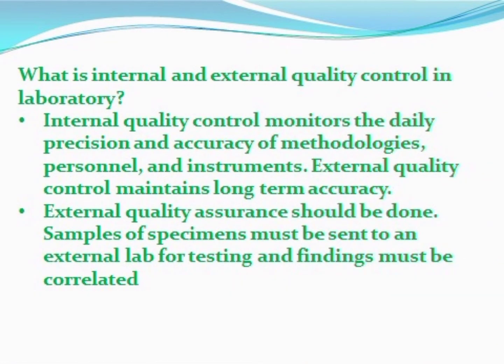Point number 9. What is internal and external quality control in a laboratory? So we should have internal QC and external QC in our lab, again to get accuracy in the lab tests. In that case, internal quality control monitors the daily precision and accuracy of methodologies, personnel and instruments. External quality control maintains long-term accuracy. External quality assurance should be done. Samples of specimens must be sent to an external lab for testing and findings must be correlated.